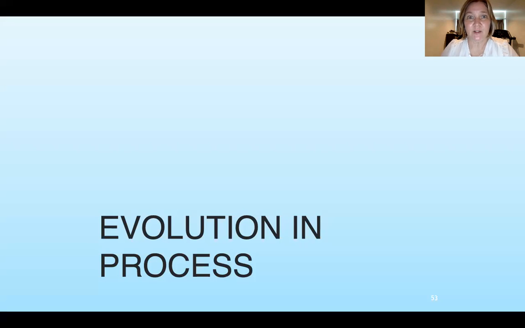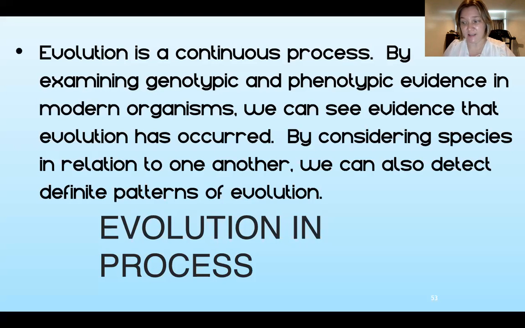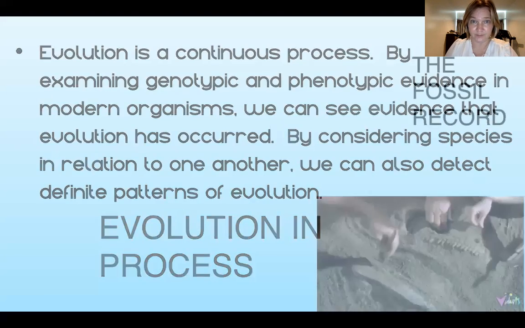This is chapter 15, section 2, evolution in process. Evolution is a continuous process. By examining genotypic and phenotypic evidence in modern organisms, we can see evidence that evolution has occurred. By considering species in relation to one another, we can also detect definite patterns of evolution.